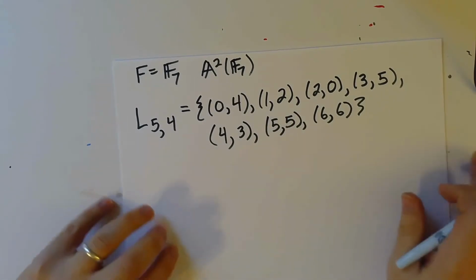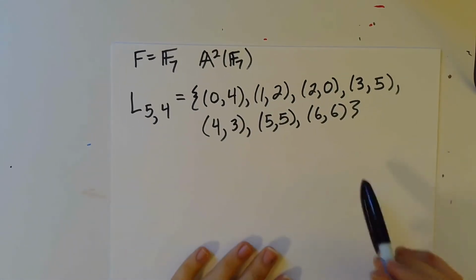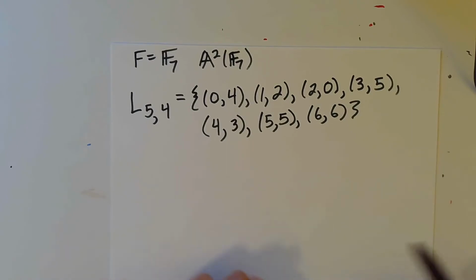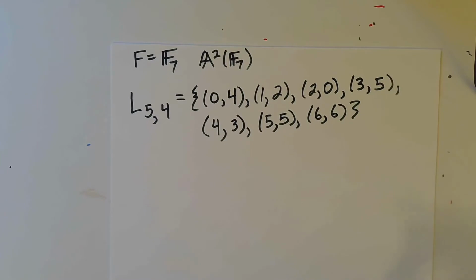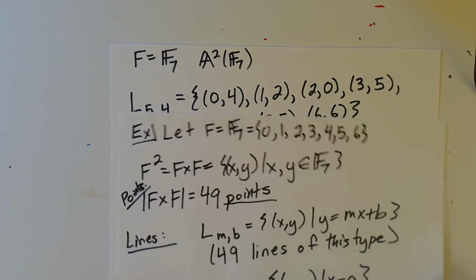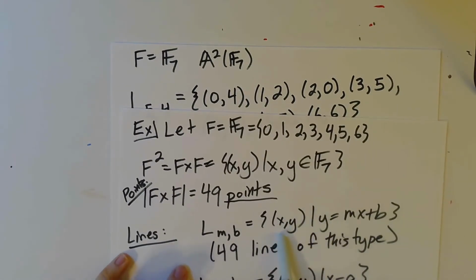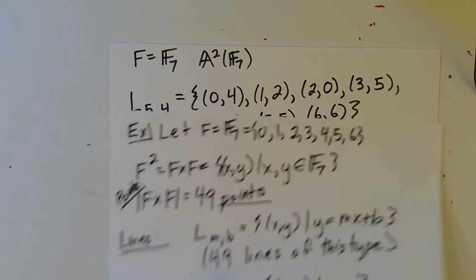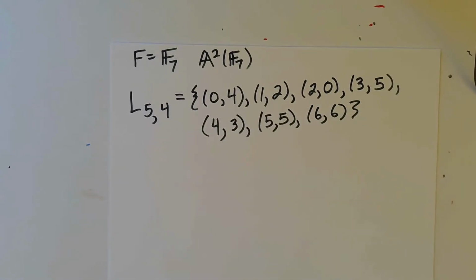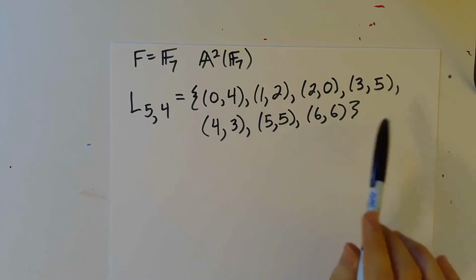Okay, so here is our line in its entirety. It has, in fact, exactly 7 points on it. And the reason why it has exactly 7 points on it is because there are 7 options for x, and as soon as I pick what I want x to be, I know what y is because of this constraint. So, unlike lines in R2, which have infinitely many points on them, all of our lines have 7 points on them.